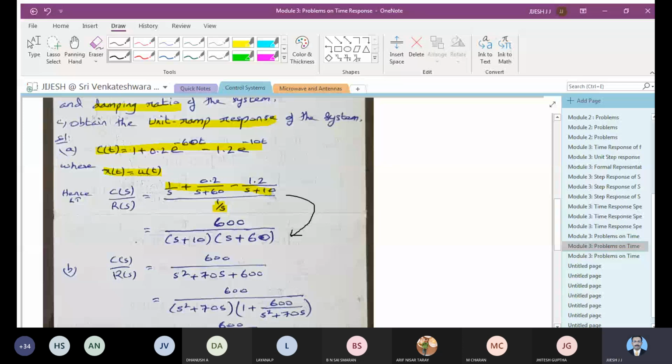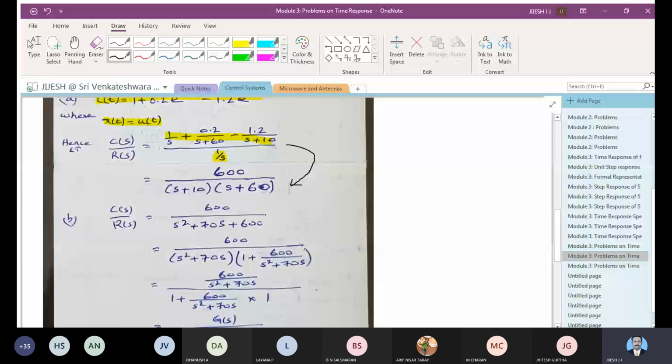So I'll get of the form, simplify it, I'll get 600 divided by s square plus 70s divided by this term. So it is of the form G of s by 1 plus G of s H of s. So I'll get G of s as well as H of s, and then I can use those things for further simplification.